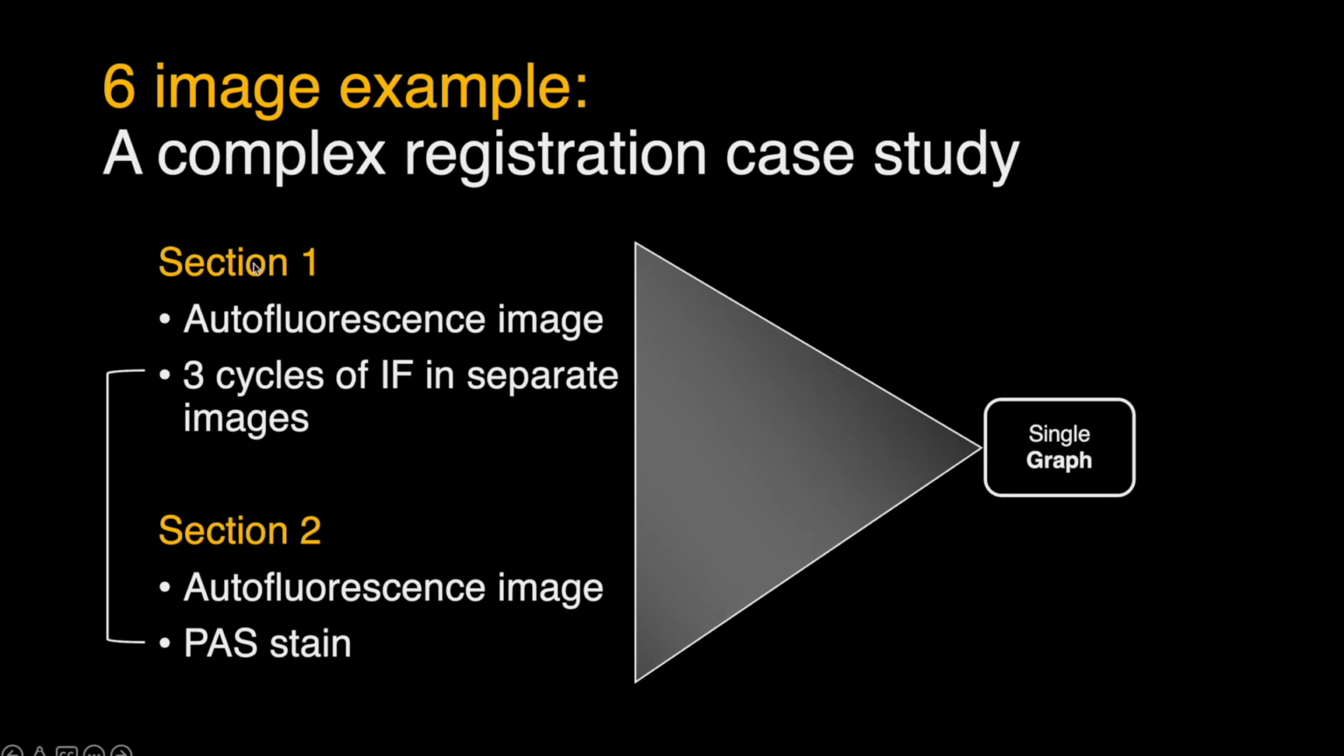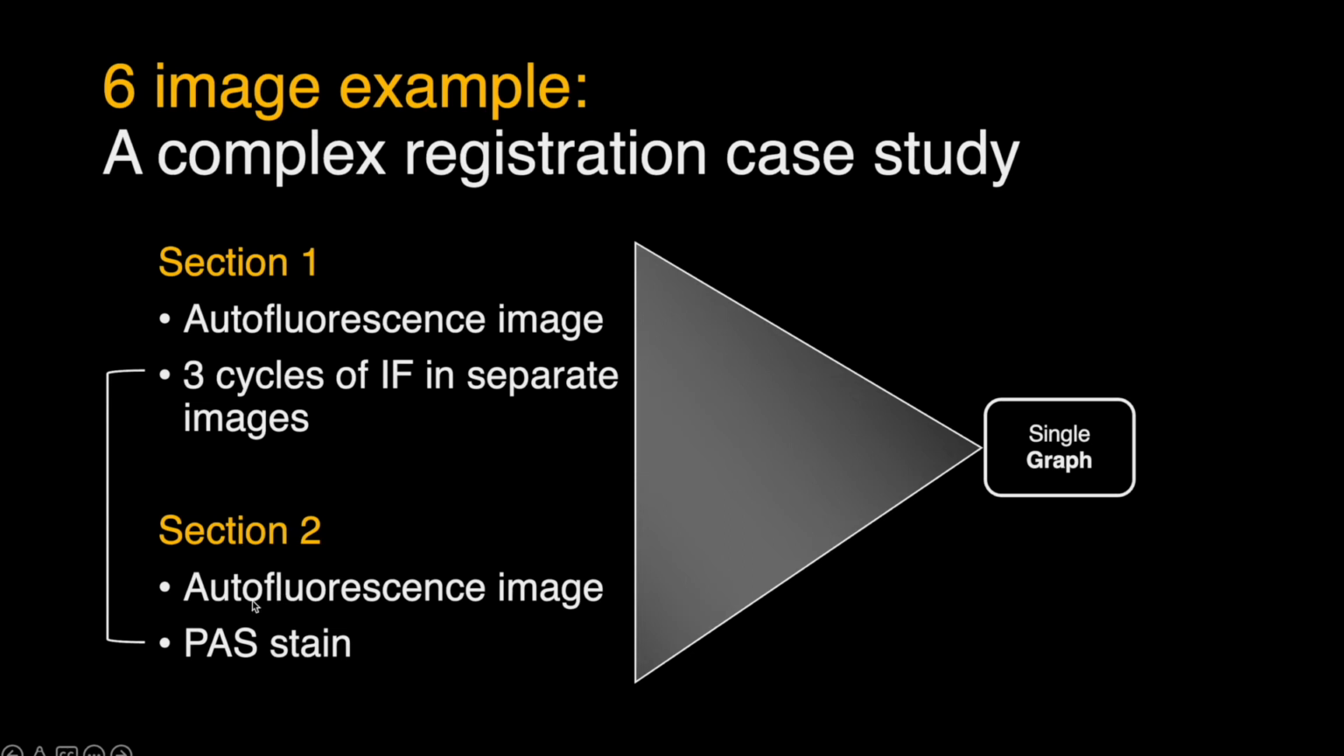So in this case, in section 1, we have an autofluorescence image, and then on top of that there are 3 cycles of immunofluorescence in a cyclic immunofluorescence approach, and each of these 3 cycles is in a separate image. So that makes 4 images there.